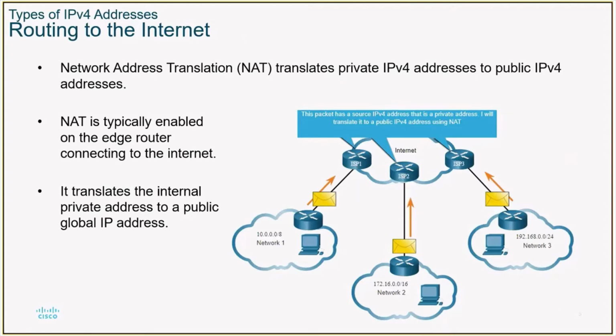That was only one. Yeah. So, routing to the internet. Network address translation translates private IP addresses into a public IP address. NAT is typically enabled on the edge router connecting to the internet. It translates the internal private address to a public global IP address.